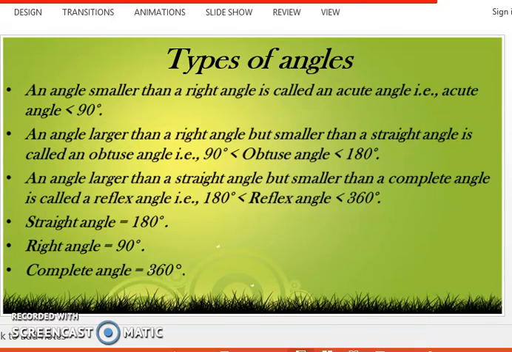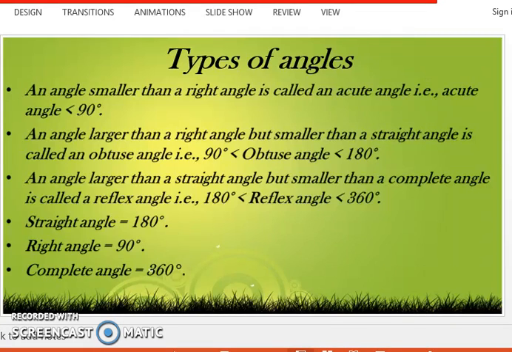There are certain definitions which I would like to read for you. An angle whose measurement is less than a right angle, which is 90 degrees, is called an acute angle. For example, we have 30, 40, 45, etc. An angle larger than a right angle but smaller than a straight angle, which is a measurement of 180 degrees, is categorized as an obtuse angle. For example, 97 degrees, 102 degrees, 150 degrees, etc.